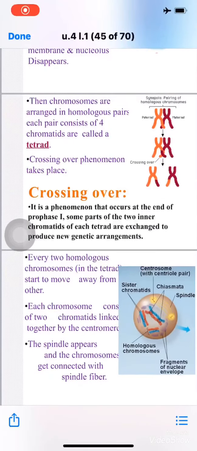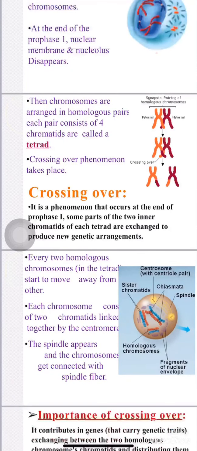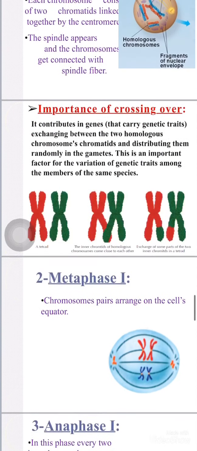When the crossing over is finished, at the end of prophase 1, the two homologous chromosomes get away from each other. Yes, they were linked to exchange the parts, then they stand near each other, but they move, the inner chromatids are away from each other, okay? Then each chromosome consists of two chromatids linked together by a centromere, we know this. Then the spindle fibers are connected to the centromere of the chromosome. This is the end of prophase 1.